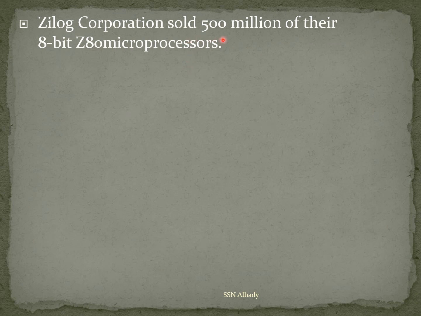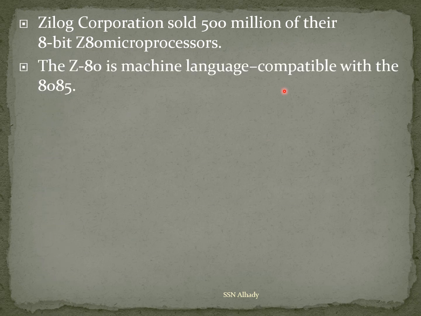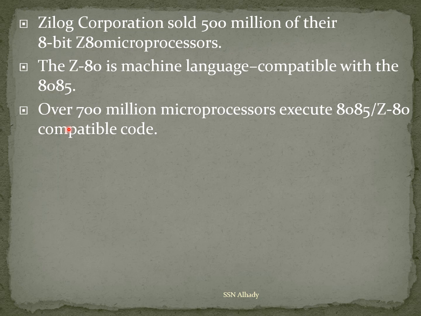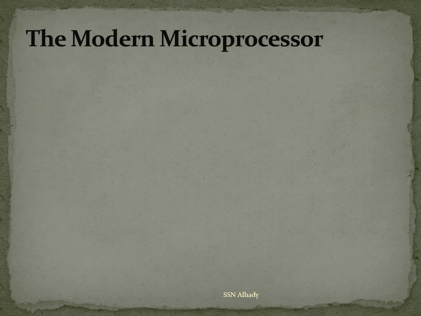Zilog Corporation sold 500 million of their 8-bit Z80 microprocessor. The Z80 is quite well known; during my undergraduate studies, I studied the 8-bit Z80 microprocessor by Zilog. Okay, the Z80 machine is compatible with the 8085, about the same. Over 700 million microprocessors execute 8085 and Z80 compatible code.